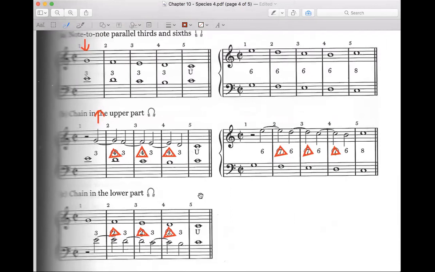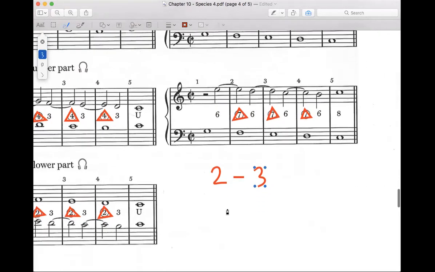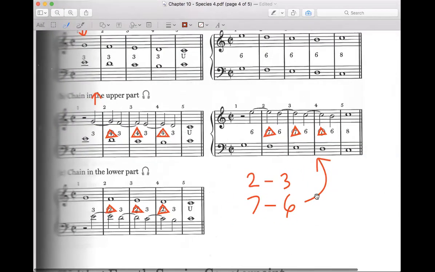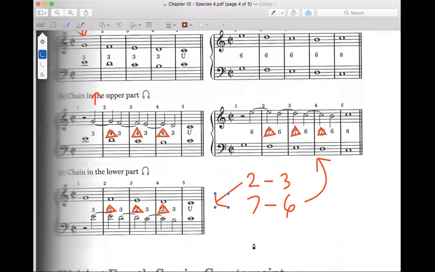In fact, I'll point out one other aspect, and that is if you took a 2/3 suspension and you inverted both numbers, what would you get? Well, the inversion of a second is a seventh. The inversion of a third is a sixth. This is what we have here when the counterpoint is above. This is what you have here when the counterpoint is below. Again, these are all examples of a chain of suspensions.